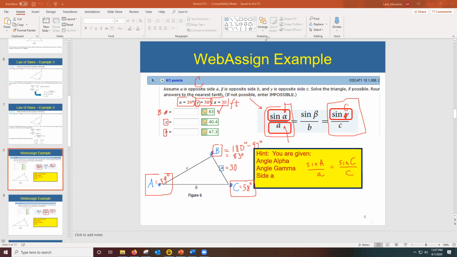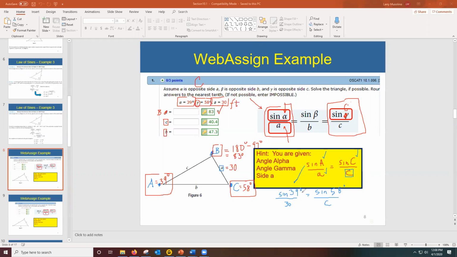Again, the reason I'm setting up the equation this way is angle A was given, side A was given, angle C was given. The only unknown quantity in this equation is side C. So that means I can easily figure this out. So let me plug in. This is going to be sine of 39 degrees over side A, but that was given to us as 30. And that's equal to sine of C, which is sine 58 degrees, over side C, which is the unknown quantity.